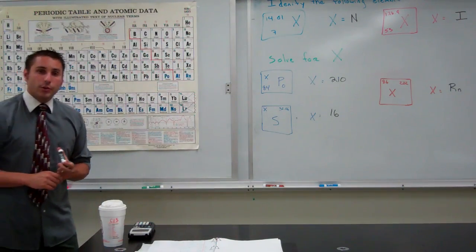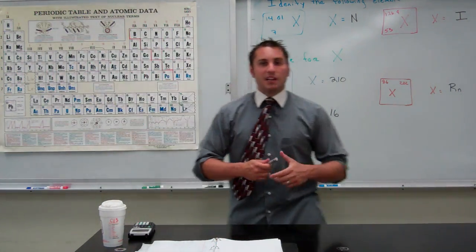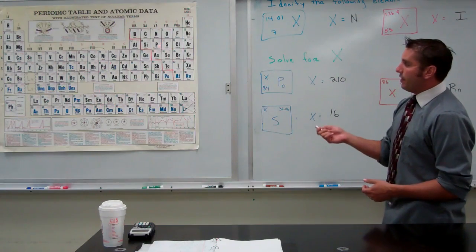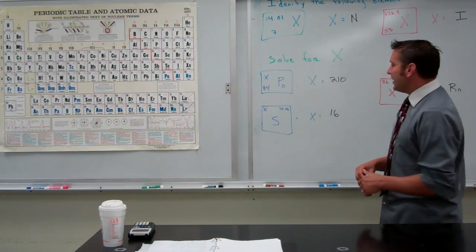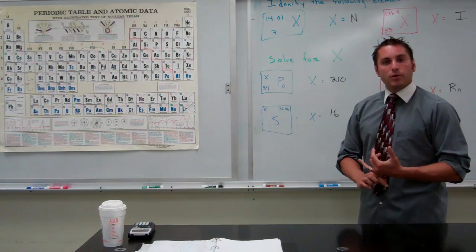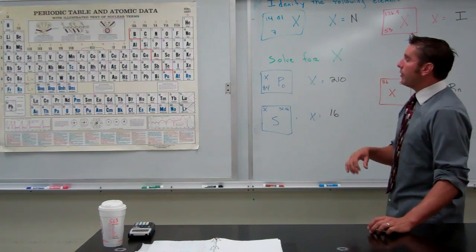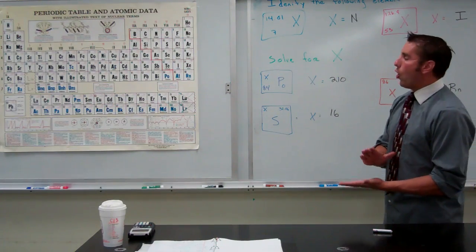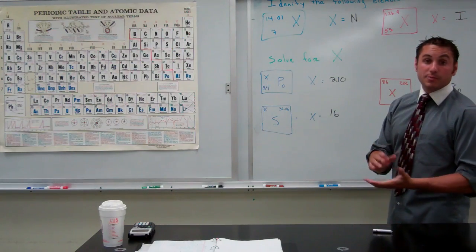So that's all there is to it. For working with protons, neutrons, and electrons, you can simply use the periodic table, and remember the whole number is the protons and the electrons, and the decimal number minus the whole number are your neutrons. If you have any questions, please come in for some help.